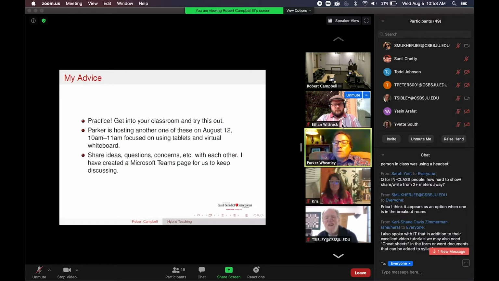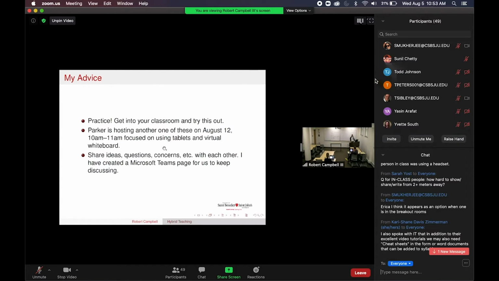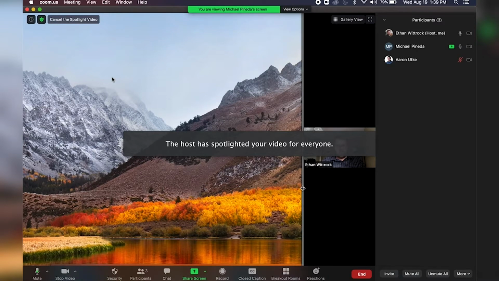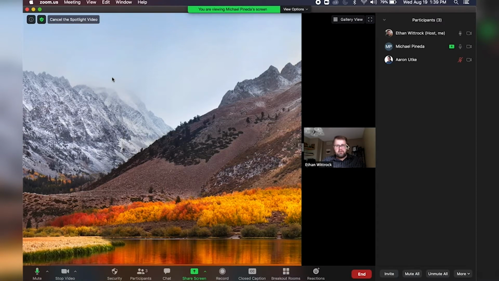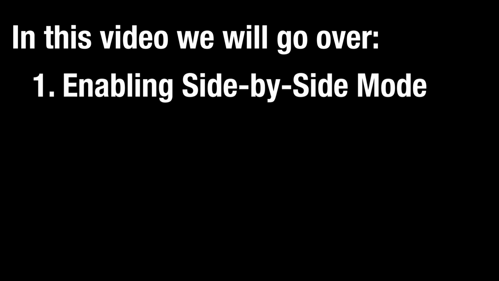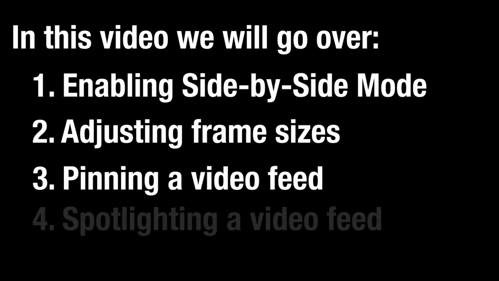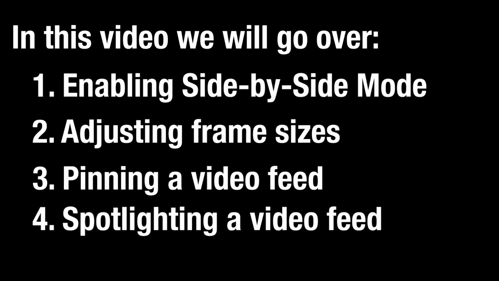Using the side-by-side view mode in Zoom will allow participants additional visibility options that are especially useful for presentations and lectures. Pinning or spotlighting videos can also enhance this viewing option by directing the viewer's attention to one specific video feed at a time. In this instructional video, we will be going over how to enable side-by-side mode, how to adjust frame sizes, how to pin a video feed, and how to spotlight a video feed.